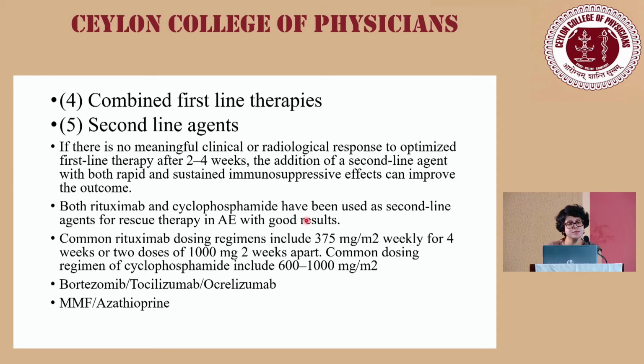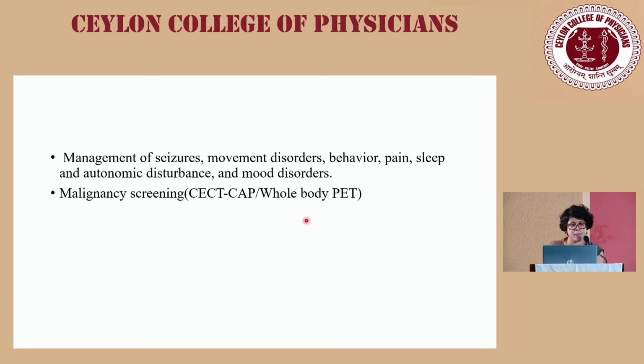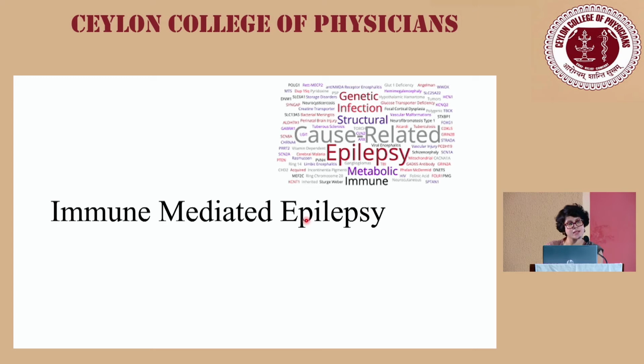And for long term recovery, we can prescribe MMF and azathioprine. For the rest of the workup, we should target the symptomatology, and we should not forget the malignancy screening if we have not done so far, including the CECT chest, abdomen, pelvis, and a whole body PET if that is available. So that's about autoimmune encephalitis.